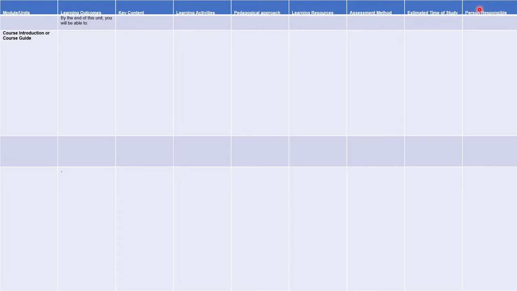But whereby it is only one person, then this particular column will not be necessary. Now, if you come to the second row I have here, under the learning outcome, this is the stem that will guide the learning outcomes you're going to have. And the stem says, by the end of this unit, you will be able to remember the learning outcome in defining exactly what the learner will be able to do at the end of the knowledge that you have presented.